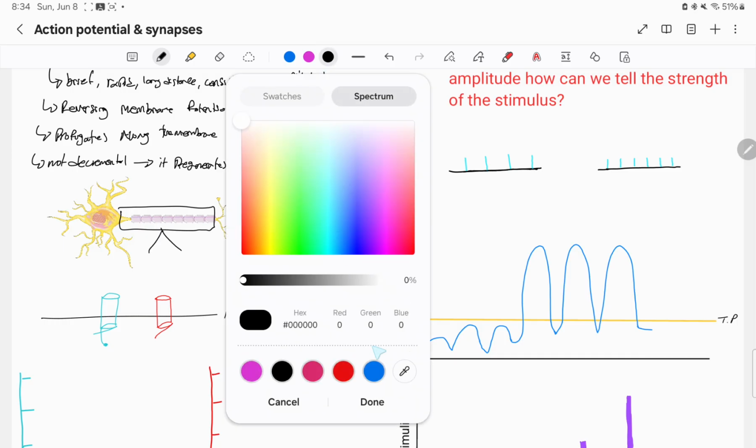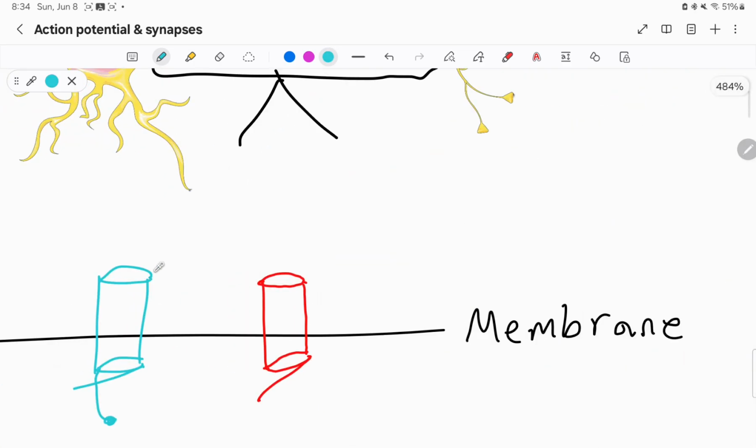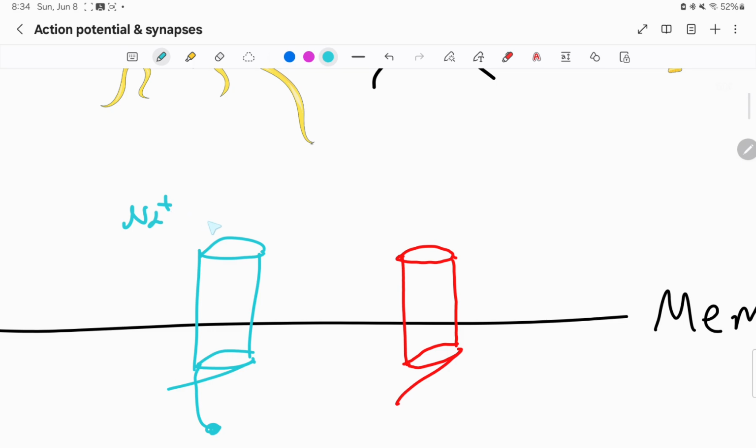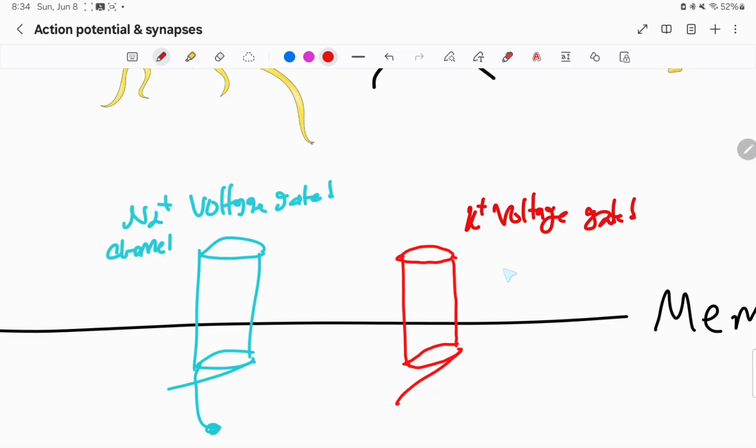If we zoom in on that membrane, we'll come across two very important specific channels. When you see these channels, I want you to always associate them with the action potential. The first one is called a sodium voltage-gated channel. Anytime you see a voltage-gated channel, immediately associate it with an action potential. Anytime you see a ligand-gated channel, immediately associate it with a graded potential. That's from our previous video. The potassium voltage-gated channel is the other one.